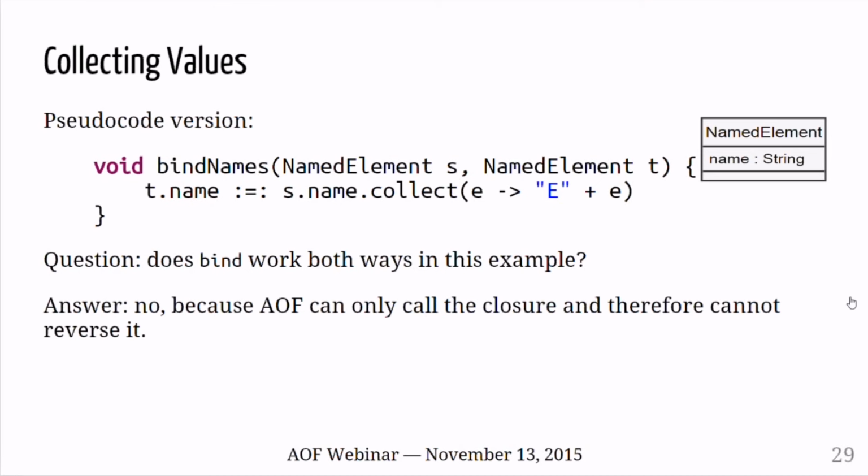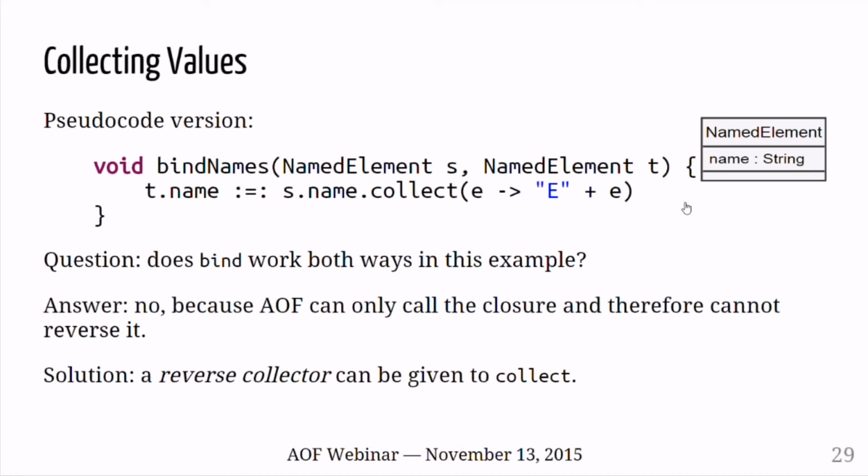Well, I would say it doesn't. It doesn't because the framework is given a closure, the lambda expression. So basically, as we know in Java, it's just an object with an apply method. And it cannot reverse it. Actually, it does not get the syntax tree. It really gets just a way to call this.